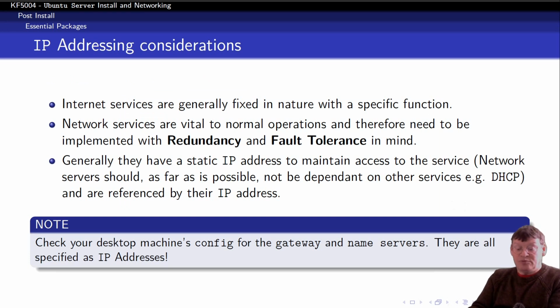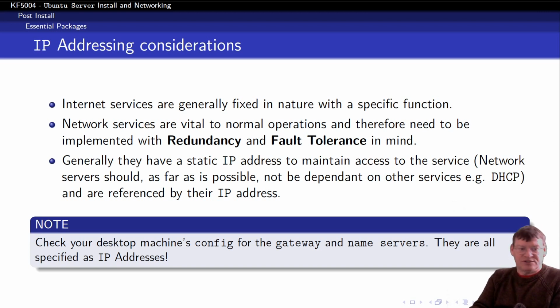Now, at the moment, this machine is set up using DHCP. Servers, generally speaking, internet servers, are fixed in terms of their IP address on a network. The reason for this is that we try to limit the dependency of one service on another service. If one of the services went down, this service wouldn't go down because of the DHCP update. So generally speaking, any servers that we put on networks will have a static IP address rather than a DHCP allocated address.